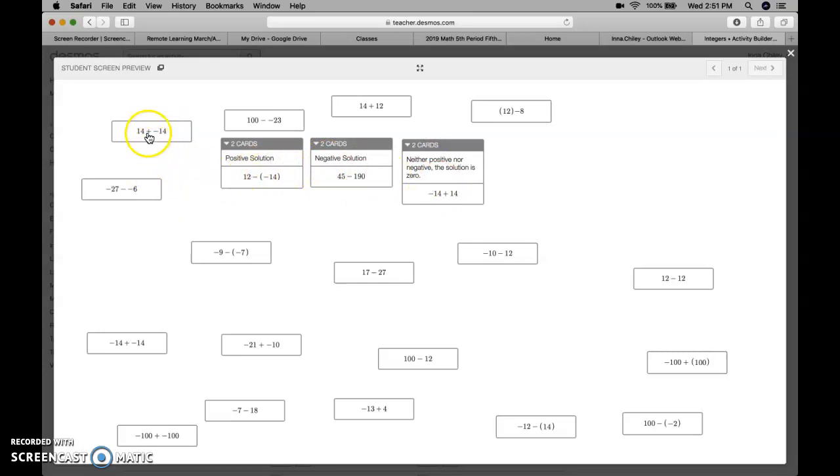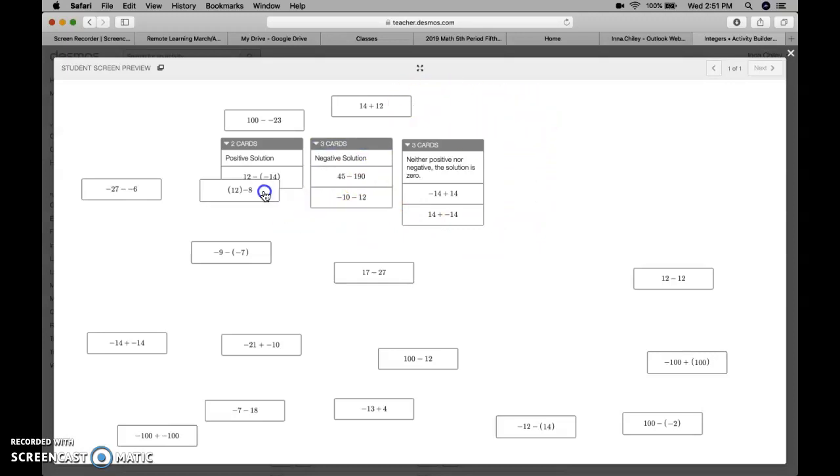So for example, this one, 14 and negative 14, those are 0 pairs. That one gets clipped here. Okay, negative minus negative, that's going to be a negative solution. I clip it here. This one's going to be a positive solution. 12 minus 8 is positive. So I clip that here, and so on.